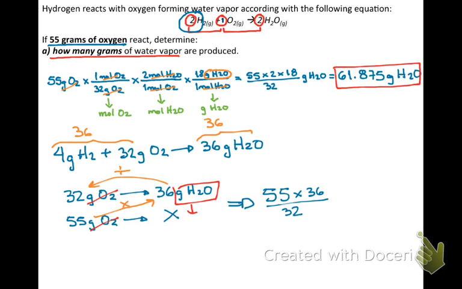Again we have 61.875 grams of H2O. So these are two of the many possible procedures you can use to solve this problem.